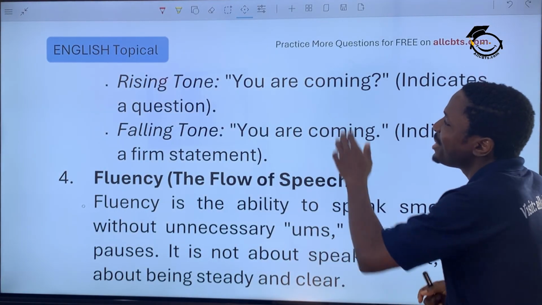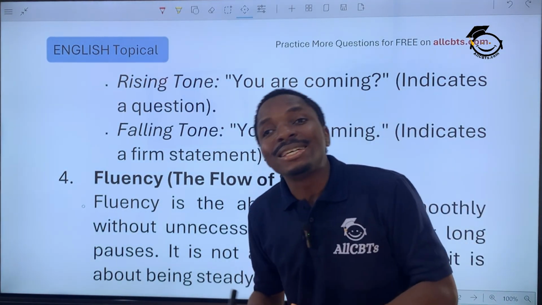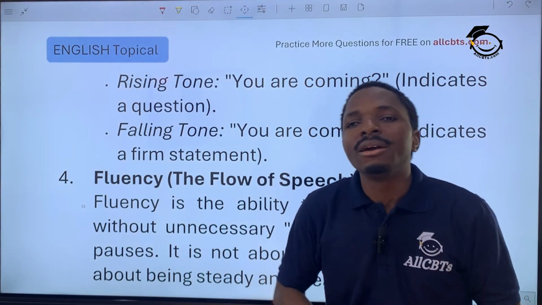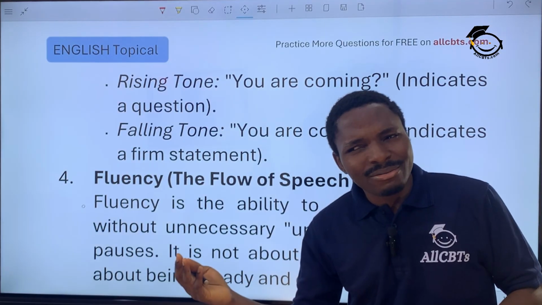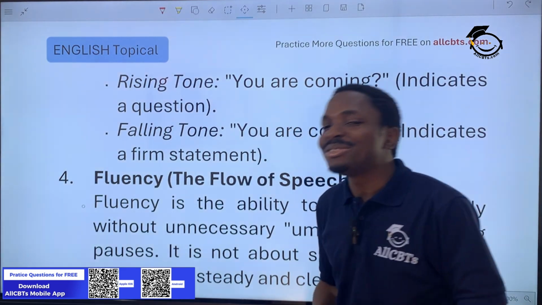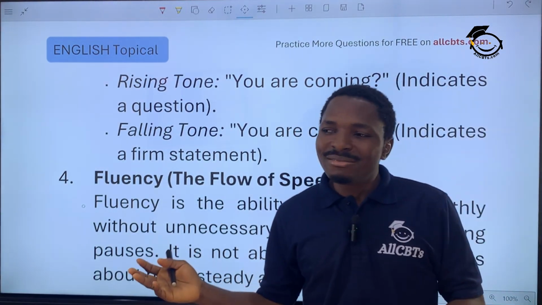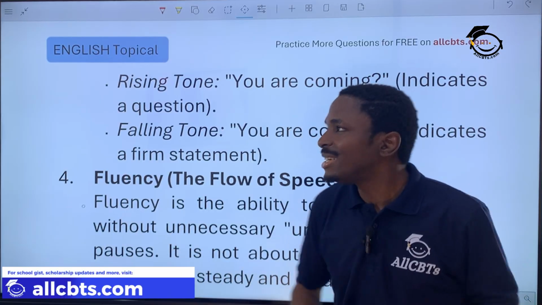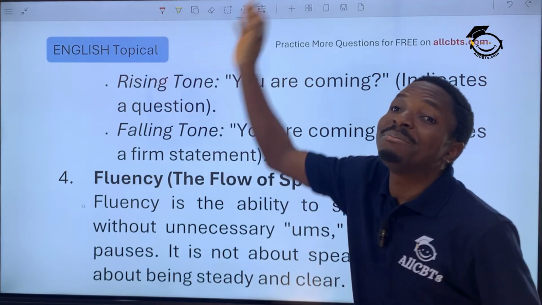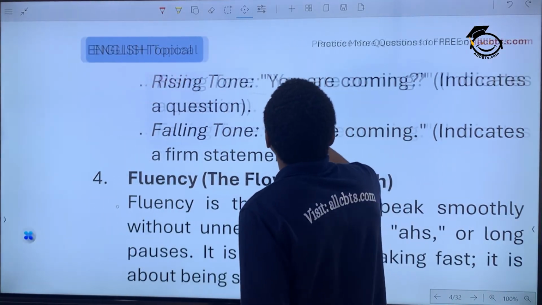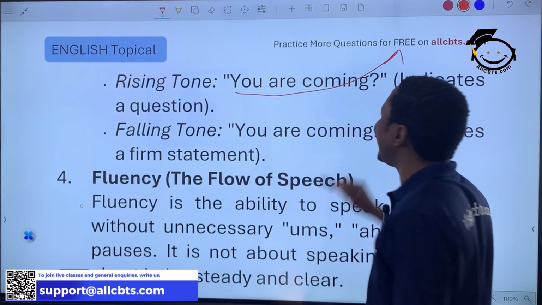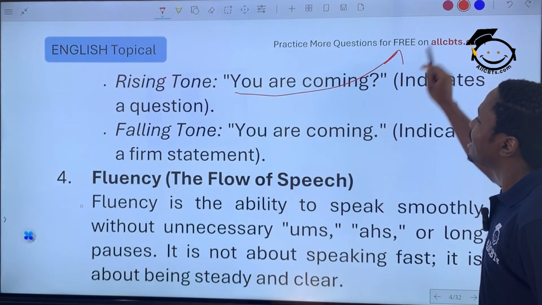We will use the rising tone when we are asking a question in oral English, in communication. When I say, "You coming?" Or if I want to put it in a way you would understand better, I would say, "You're coming, right?" You see, my tone goes up. "You coming, right?" It goes like this. So that's the rising tone.